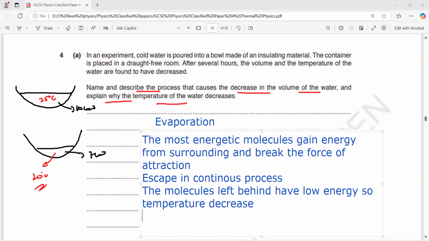And why does the volume decrease? The volume is decreased because the number of molecules decreases.